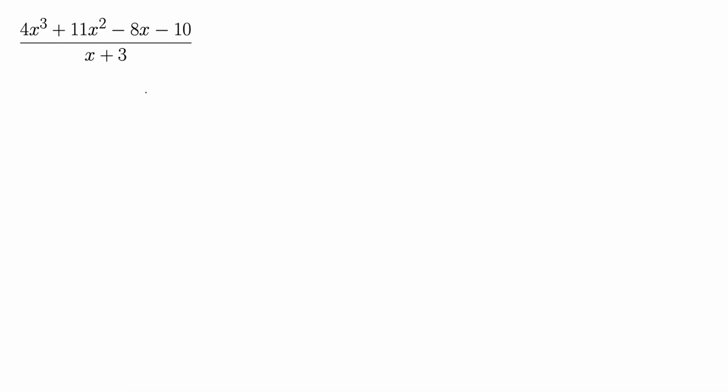So let's do it. The numerator goes inside of the division symbol, so let's just write that out. 4x cubed plus 11x squared minus 8x minus 10. All of that gets divided by x plus 3, which goes right here. The denominator goes outside of the division symbol.